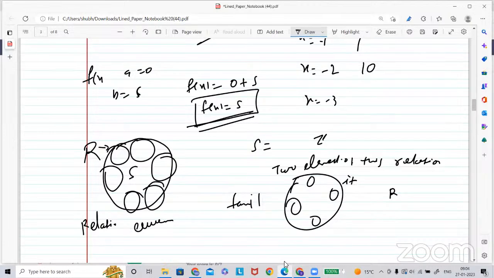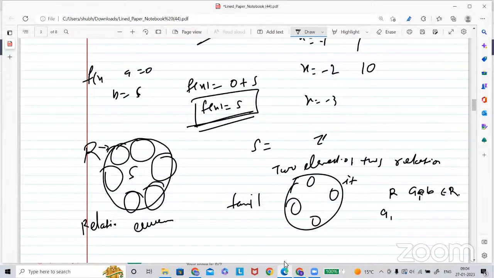Two members, suppose A and B, are related if these two are the son or daughter of the same parent. If you group this, if you make a relation, you will see that this relation is going to be an equivalence relation.